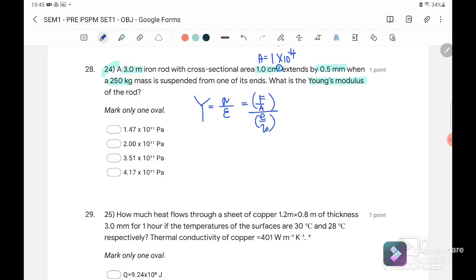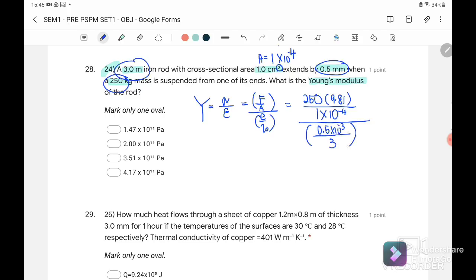So now we want to find Young modulus. We just substitute, where F is the weight, mg. m is 250 times 9.81. Area is 1 cm squared, or we can write it as 1 × 10^-4 meter squared. Elongation is 0.5 millimeter, and the original length is 3 meter. If you press the calculator, the final answer that we will get is 1.47 × 10^11, and the unit is Pascal. So the answer is A.